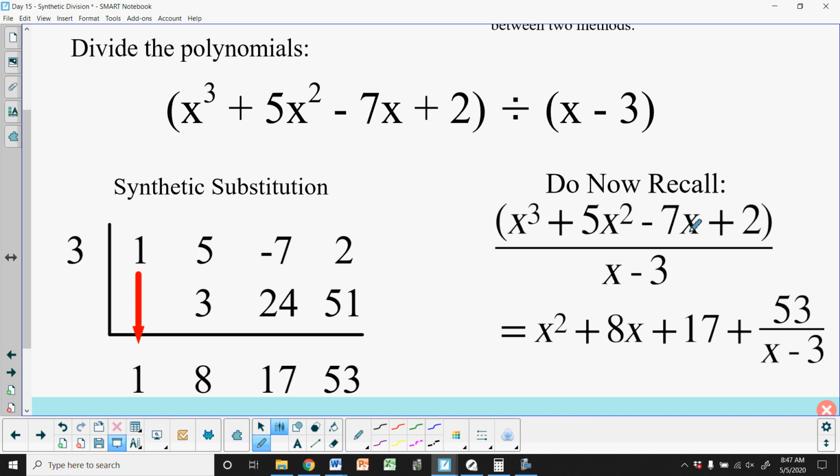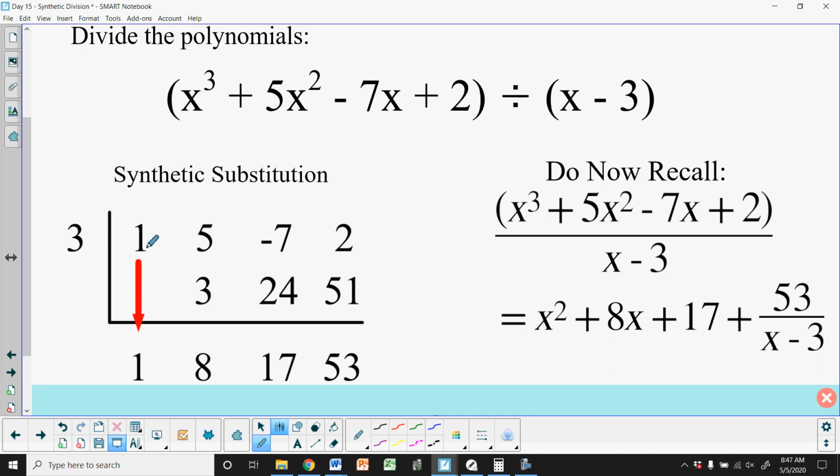We divided these two things, and this is what we got. When we did synthetic substitution, this is what we got. So we substituted in a 3 because the remainder theorem says that the remainder is going to be what we get if we substitute that number in. And notice it's the same as dividing. So synthetic substitution really becomes synthetic division. So it's another way that we can divide polynomials. This polynomial, when we divide it by x minus 3, we get x squared plus 8x plus 17 plus 53 over x minus 3.